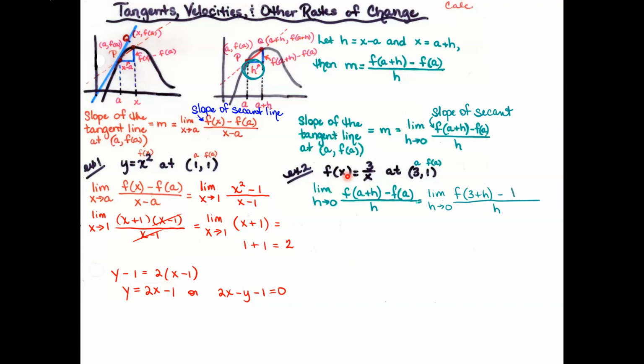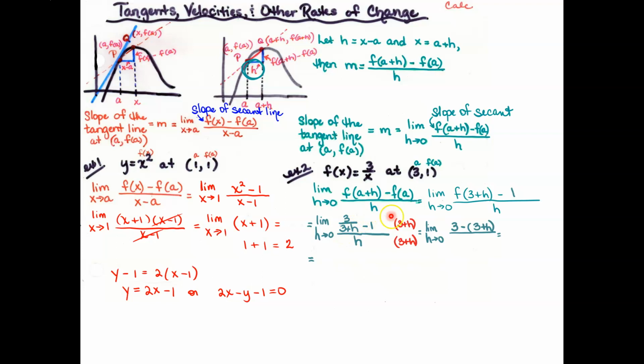So if f of x is 3 over x, then f of 3 plus h is 3 over 3 plus h. Then we've got minus 1 divided by h. All right, when you have a fraction inside of a fraction, the way to simplify that is to multiply by the least common denominator. So the least common denominator for 3 plus h, 1 and 1, because each of those whole numbers is over 1, would be 3 plus h. What I do to the top, I've got to do to the bottom. So I'm going to multiply every single term by 3 plus h.